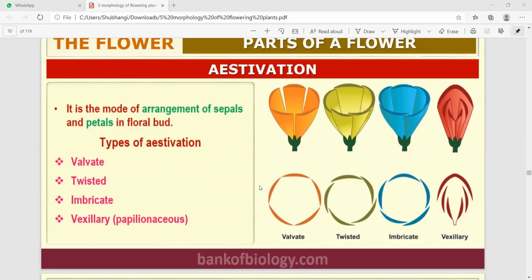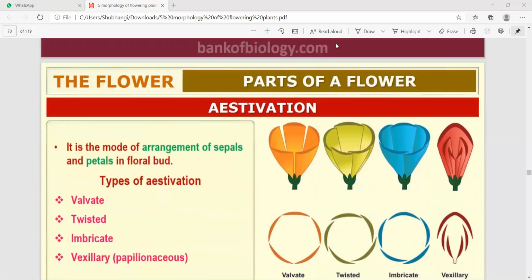Now, what is the meaning of estivation? You know the calyx or corolla, as you can see in this flower, has a definite arrangement of petals. This is one arrangement of petals. Here also there is a separate arrangement of petals. So this arrangement of petals or sepals is known as estivation.